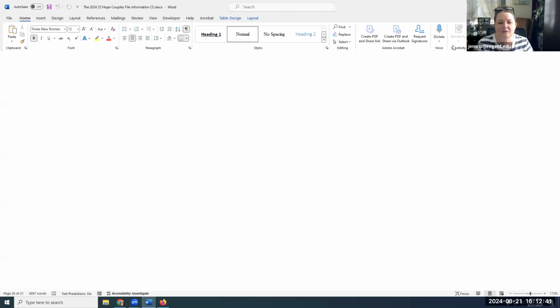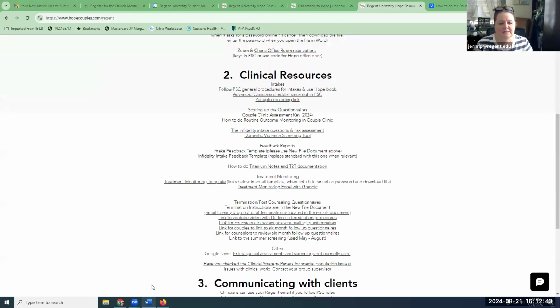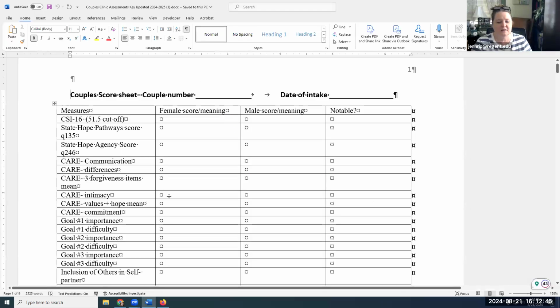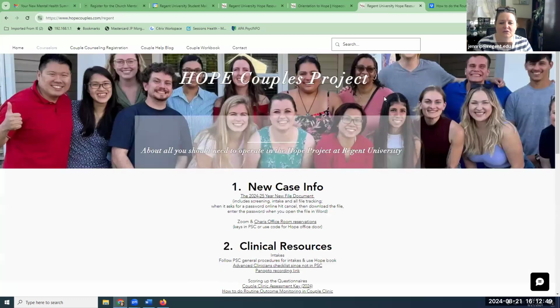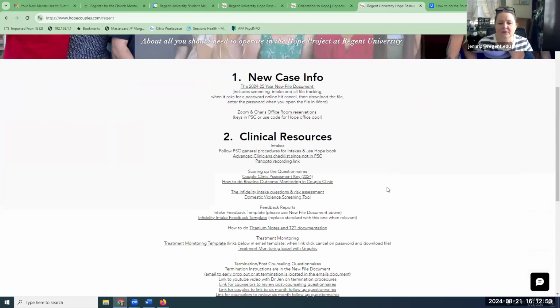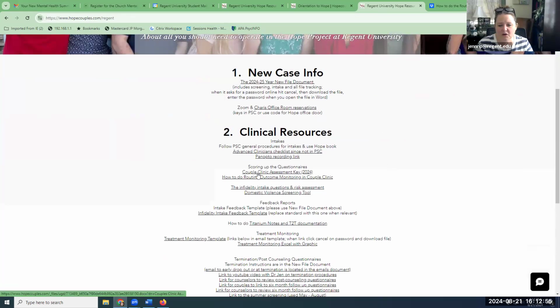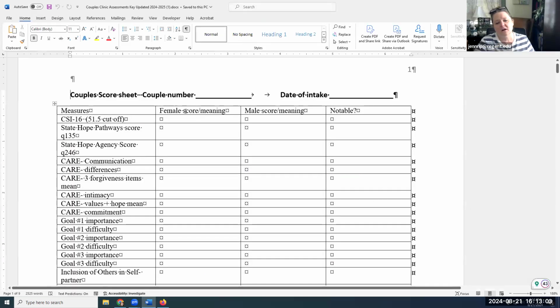And then what you're going to find is this worksheet. So where is this worksheet, you wonder? Well, it's right here. You go to the hopecouples.com/regent page, right? And then you go down here, right here, couple clinic assessment key. It tells you how to score the questionnaires and everything, right? So it's right here. So it's not too hard.